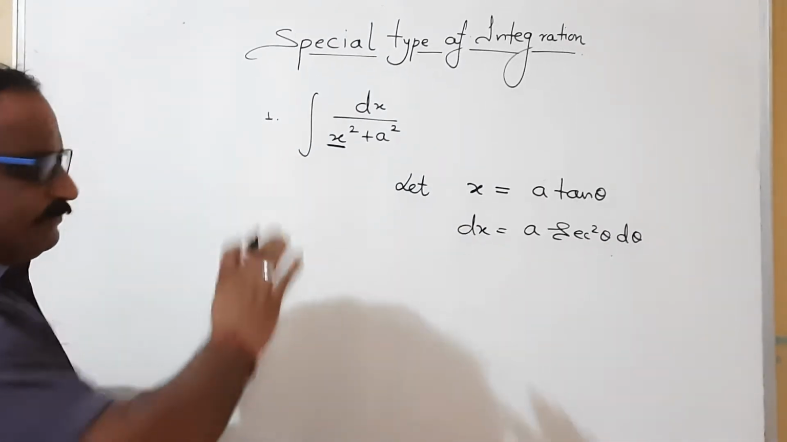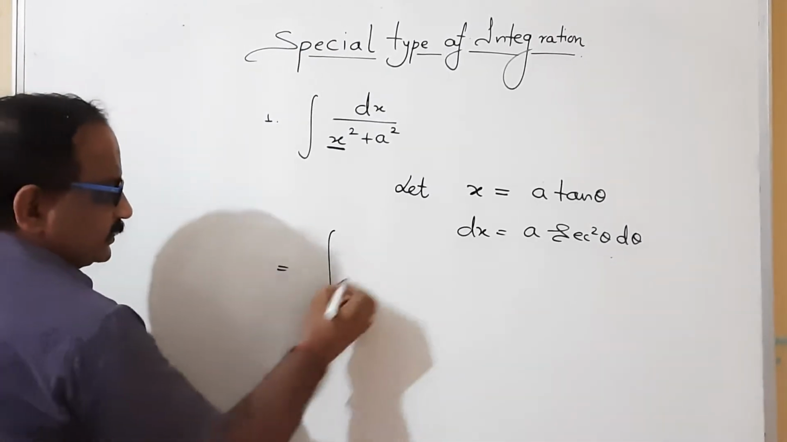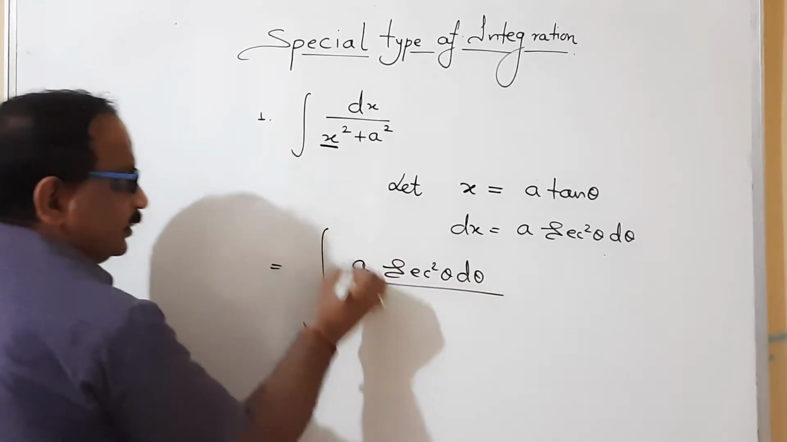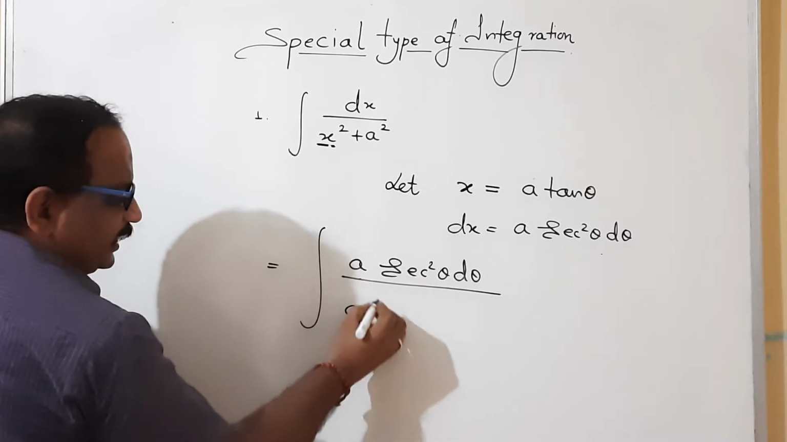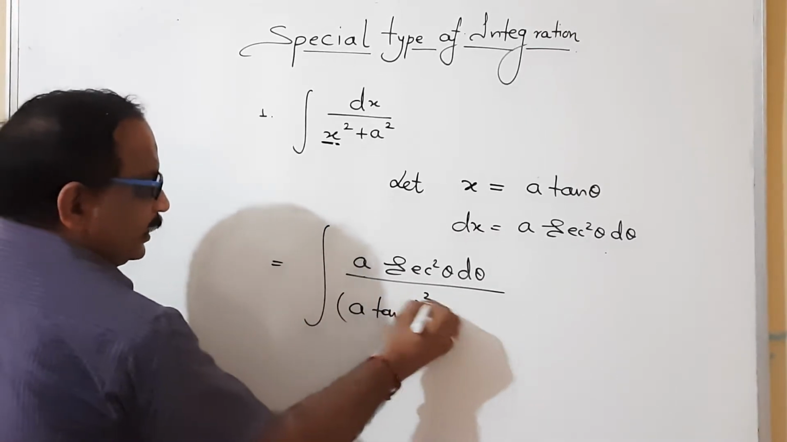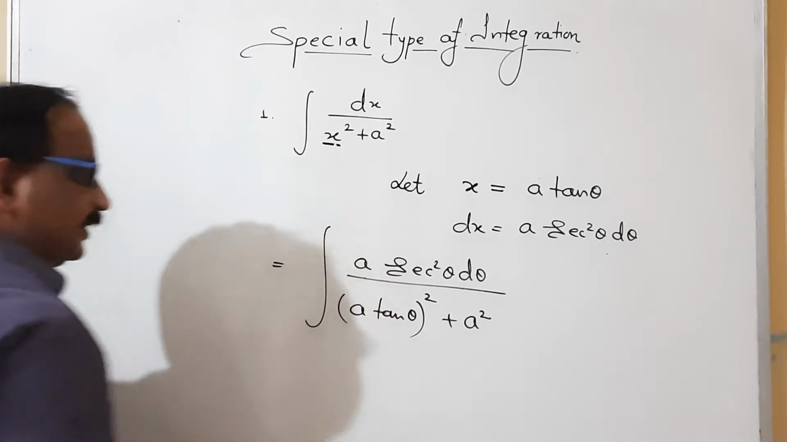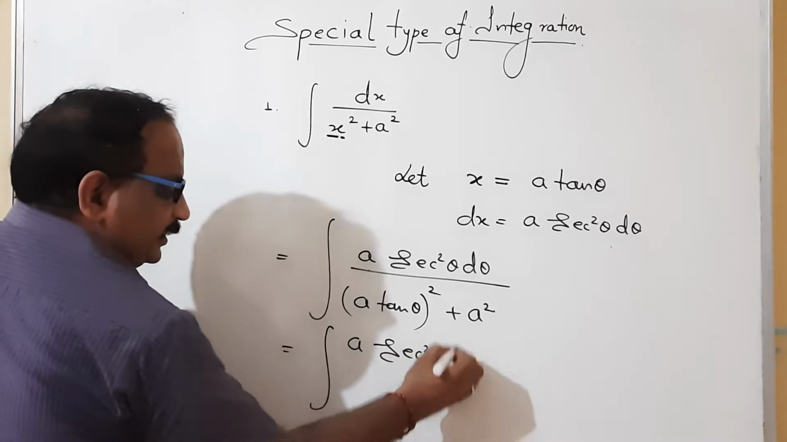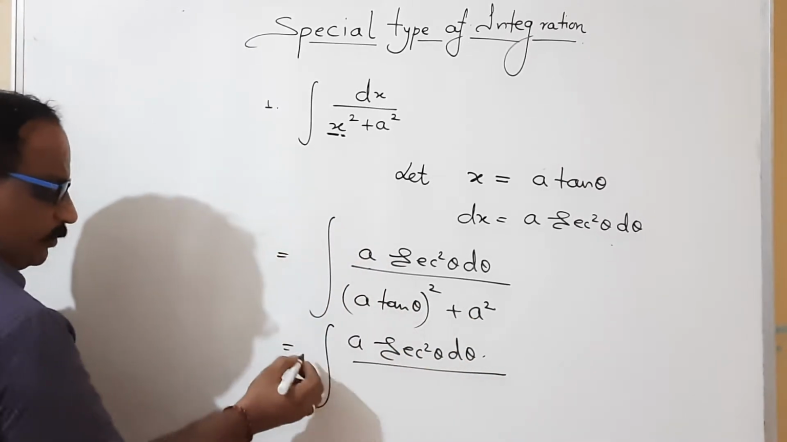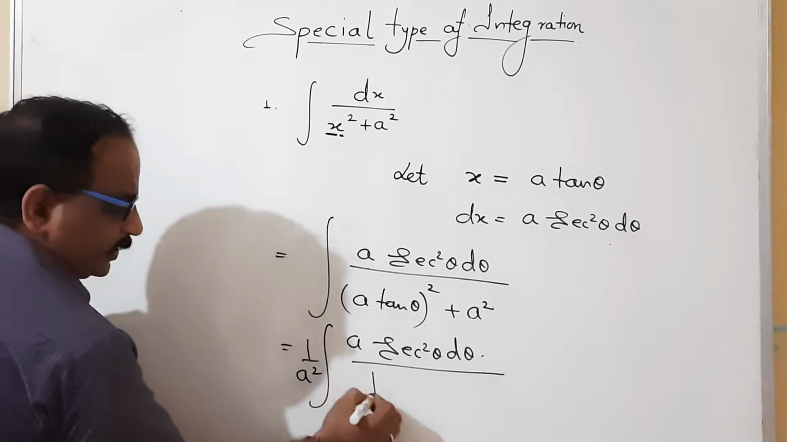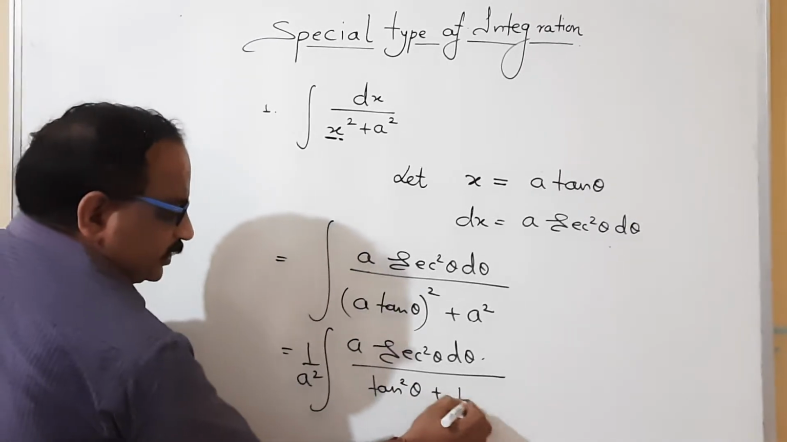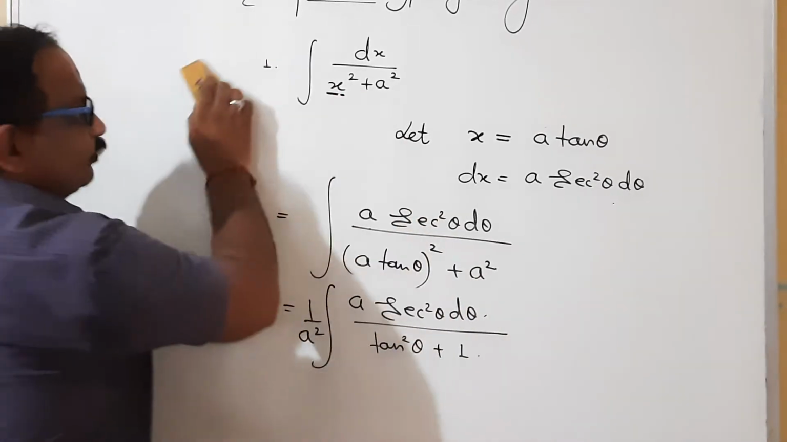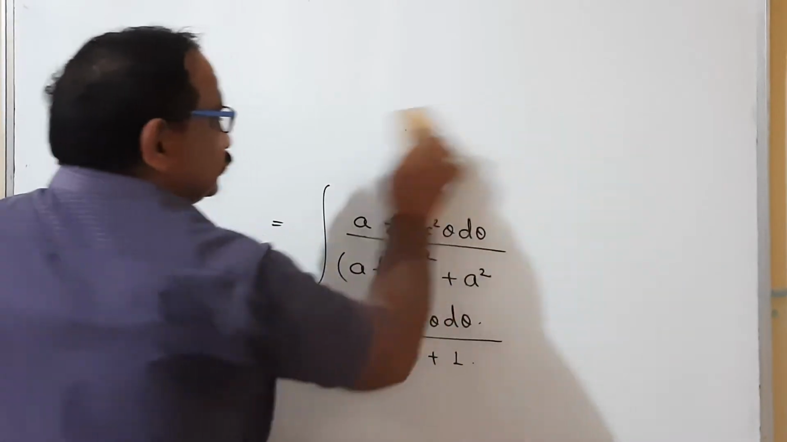Now I should substitute everything. So this comes to us now. In place of dx, here is a sec square theta d theta divided by, in place of x, it is a tan theta whole square and plus of what? a square. Now further, there is a and sec square theta d theta. In both of them, I can take common a square. Just take it out, a square. Inside portion is tan square theta plus 1. Fine. Now tan square theta plus 1 is what? That is sec square theta.